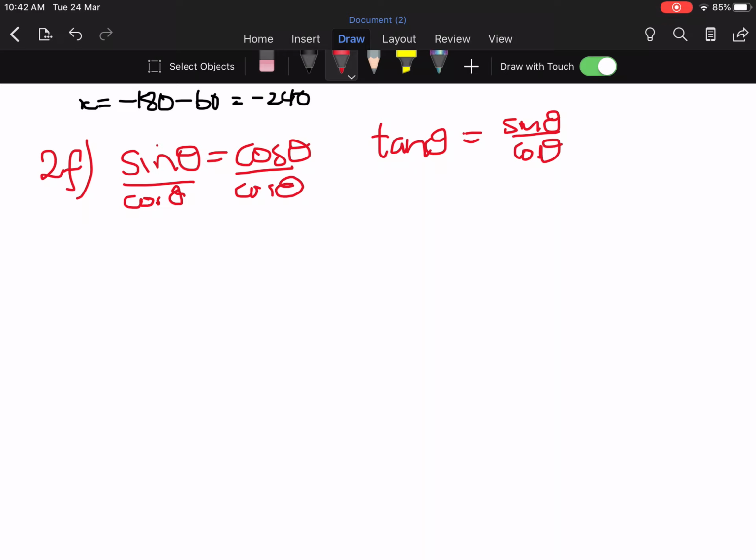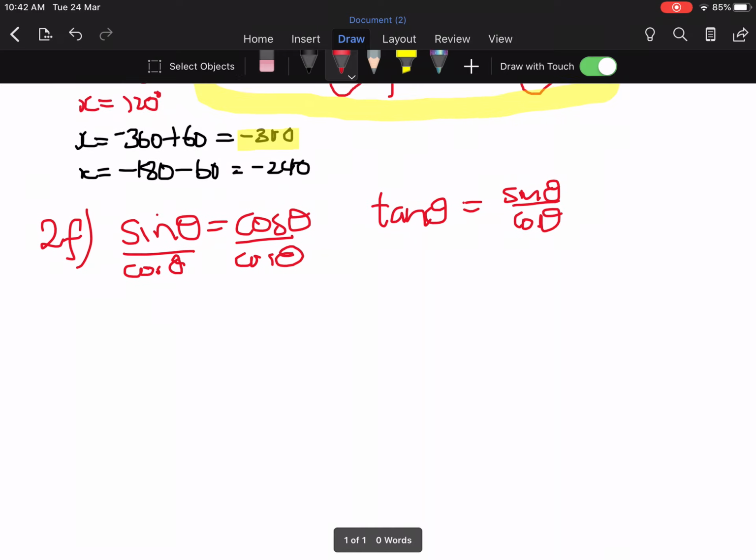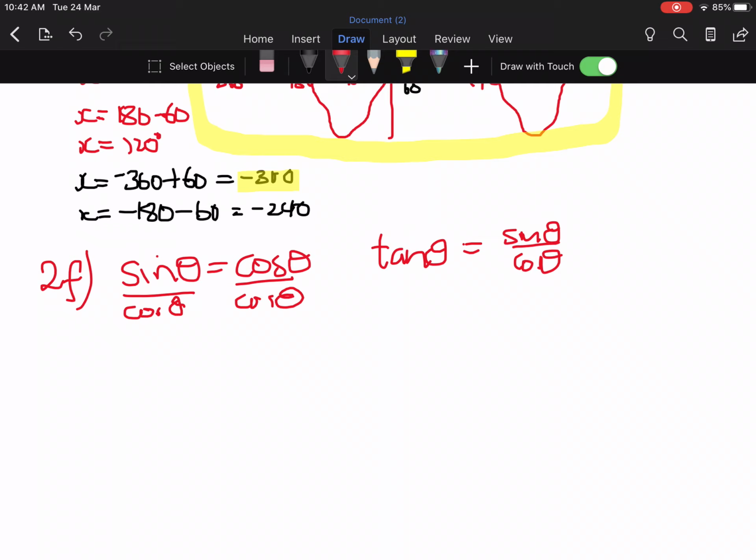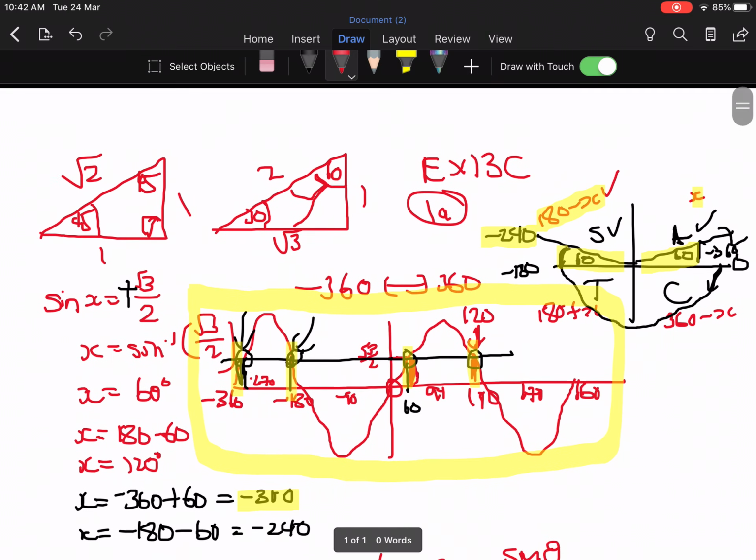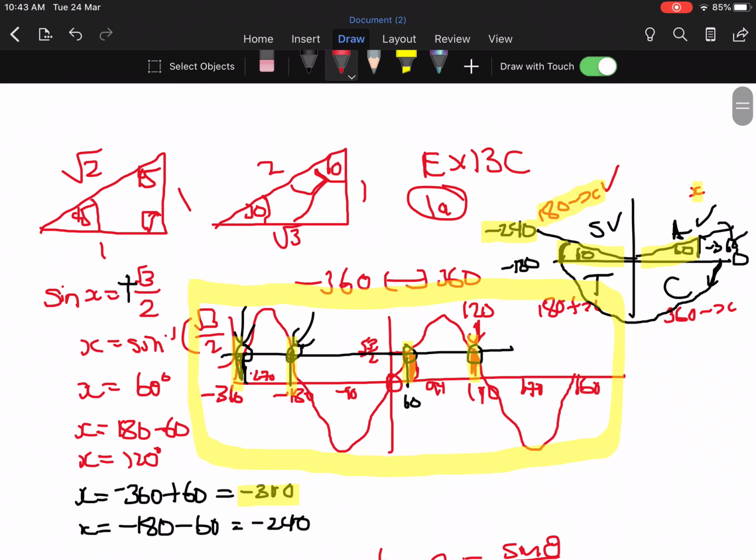So when I do that, what do I end up with? I end up with sine theta over cos theta, which is tan theta, and cos theta over cos theta, which is 1. Okay, so what gives me 1? Let's look back up at our triangles. Well, what gives me 1 is here and here. So therefore it's going to be 45. So tan 45 is equal to opposite over adjacent, which is 1 over 1.